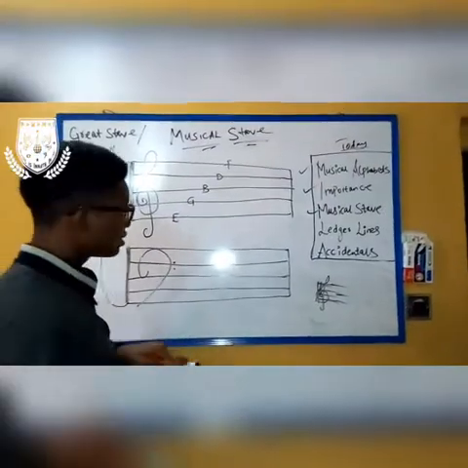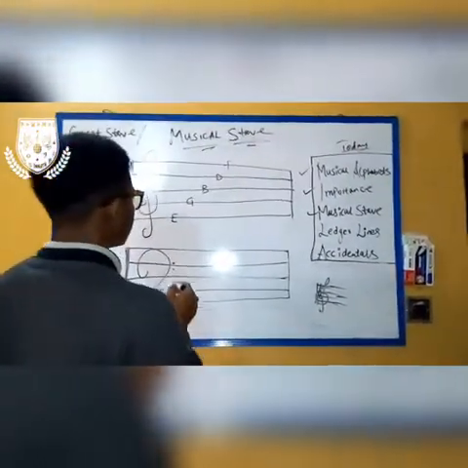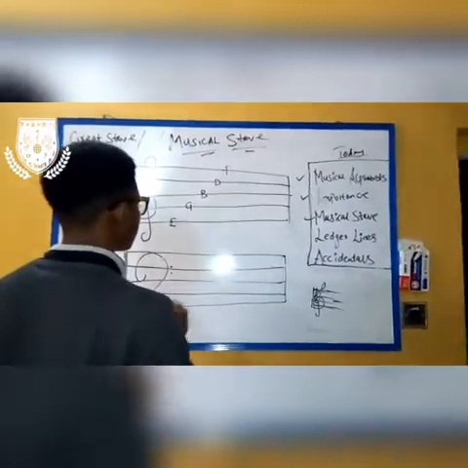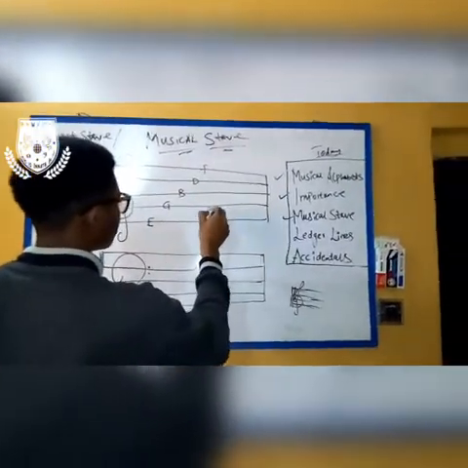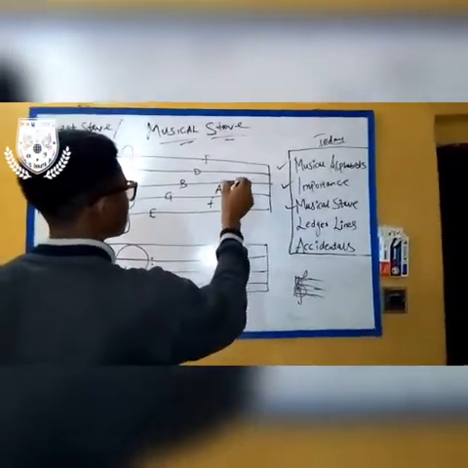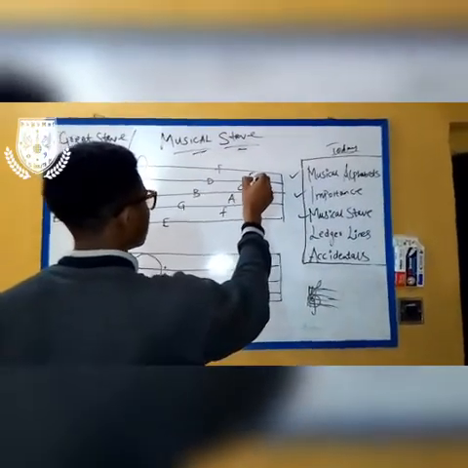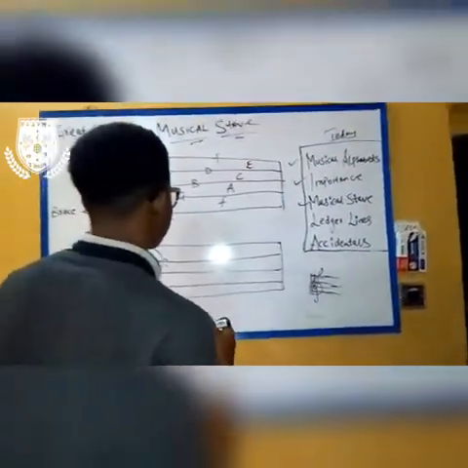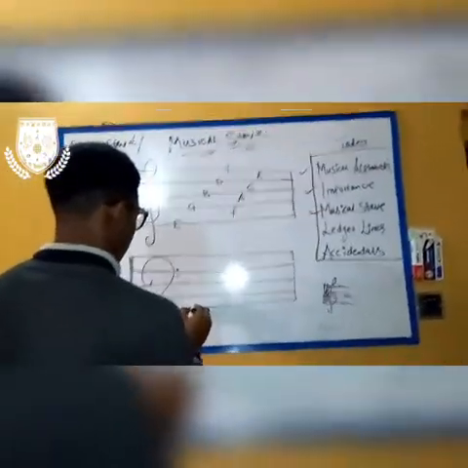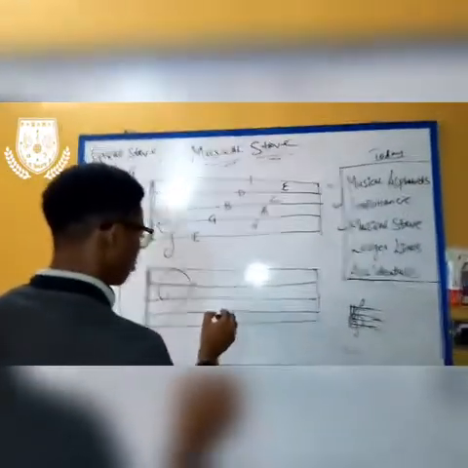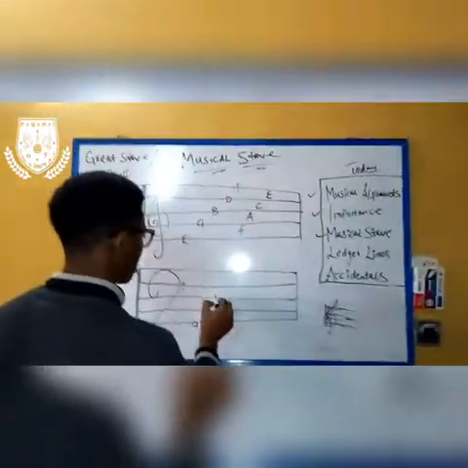Now for the spaces, all the spaces say: F, A, C, E. Face. Then for the bass clef, it says what? It says G, B, D, F, A: Good Boy Deserves Favor Always.